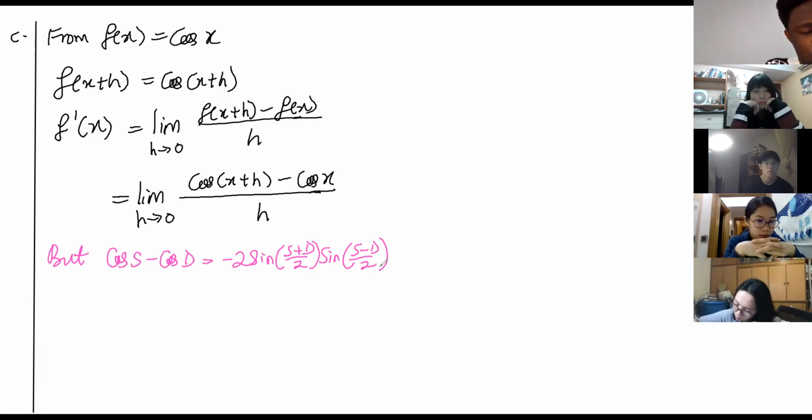Okay, so it implies that I could just simplify this first before putting it back. But you have to be careful how you write. So let's do this together now, everyone.